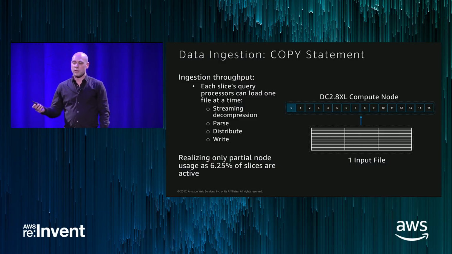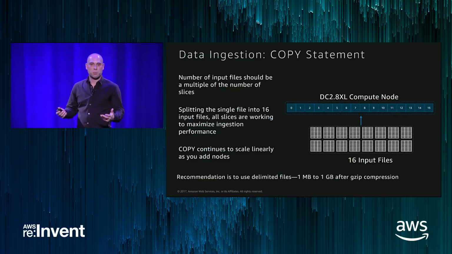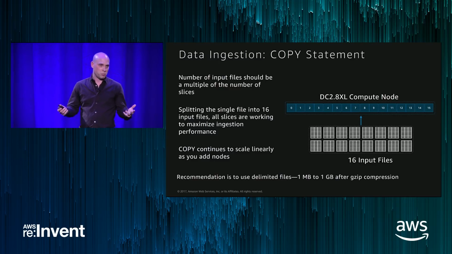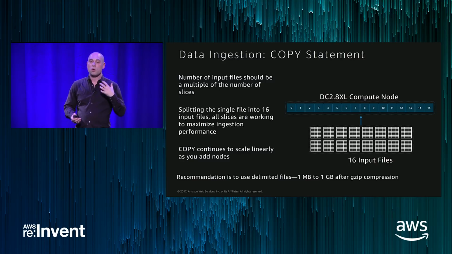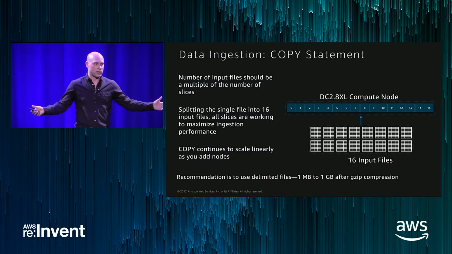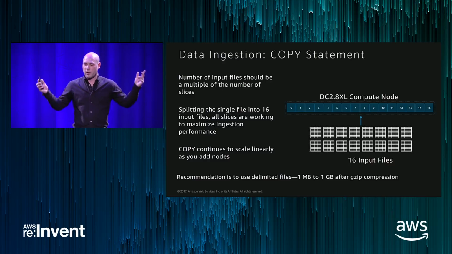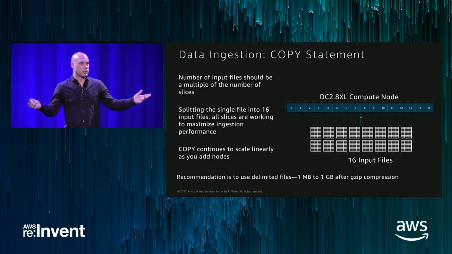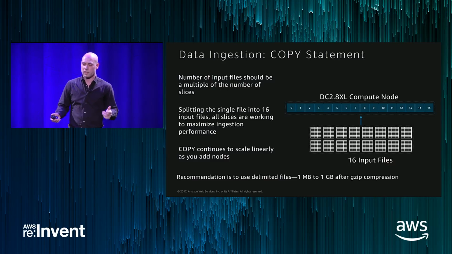If, however, we took that same 1 gig file and split it into 16 chunks, because we have 16 slices, this is going to run 16 times faster. That's because every single slice in the cluster reaches out to S3, all in parallel, because this is an MPP shared-nothing architecture. Everything works on everything. They're all going to download it, parse it, distribute it, and write it across all the slices in the cluster.